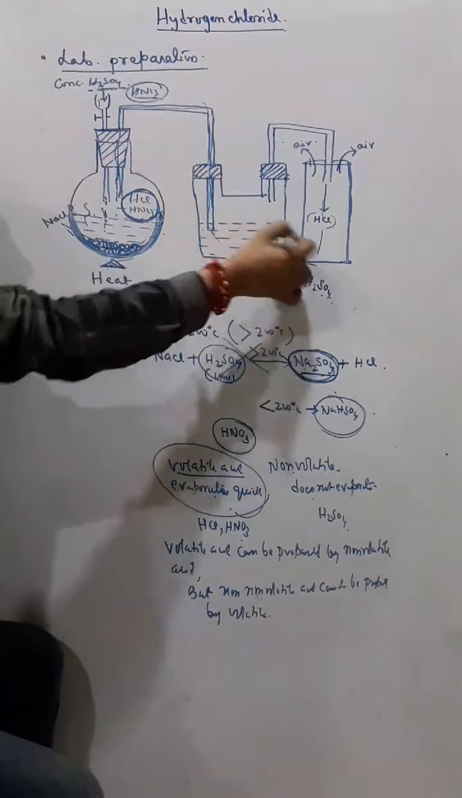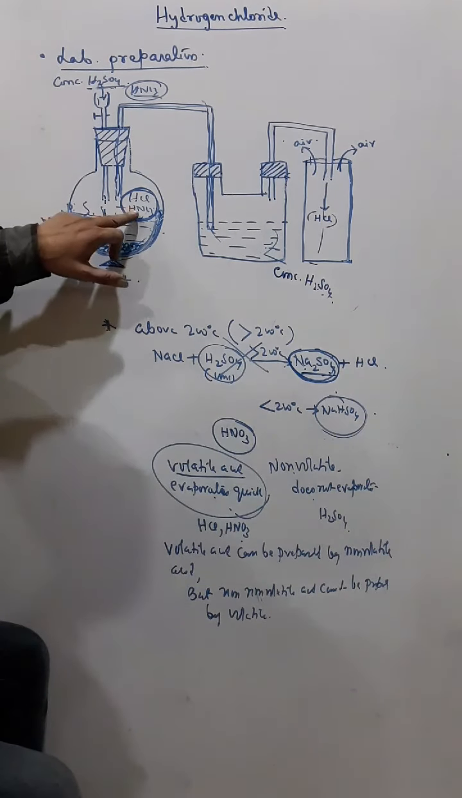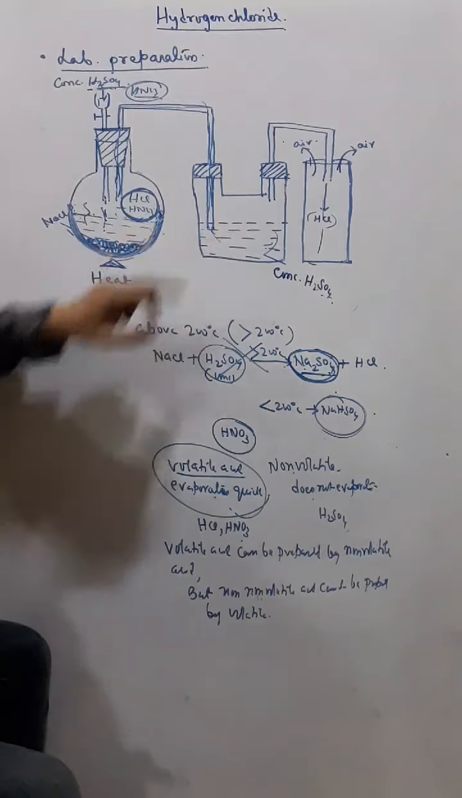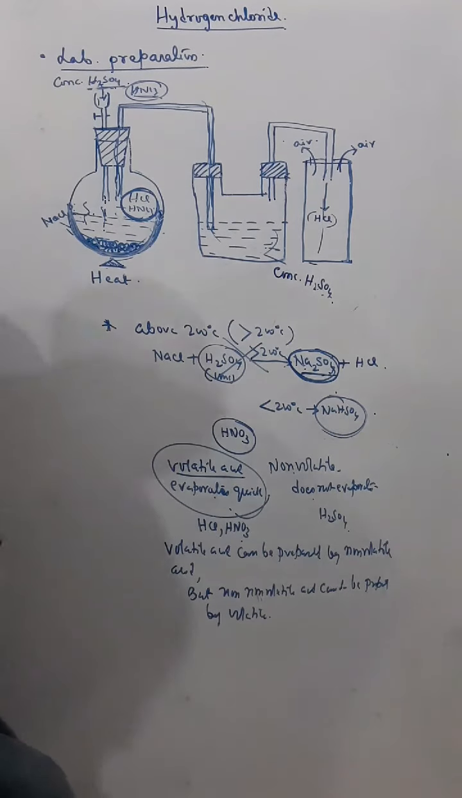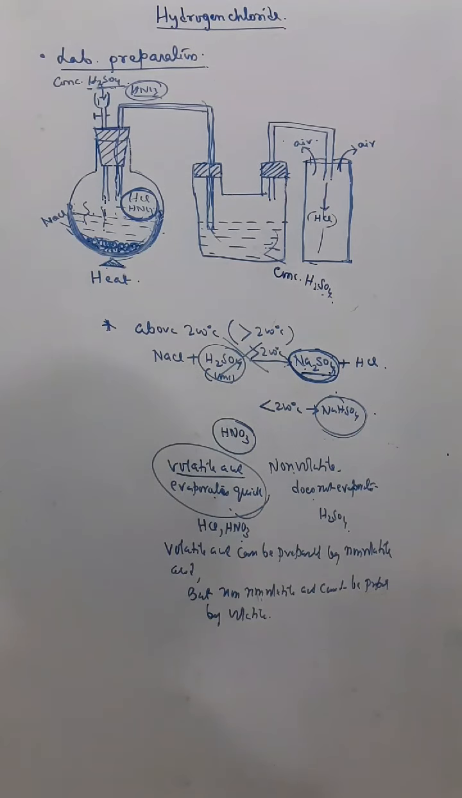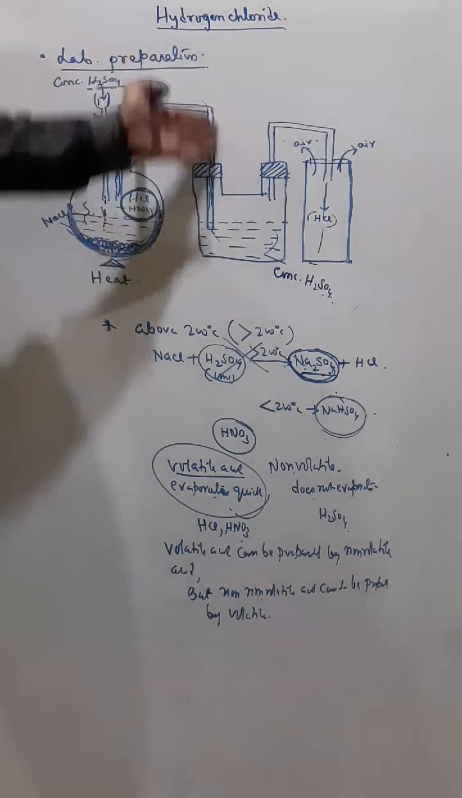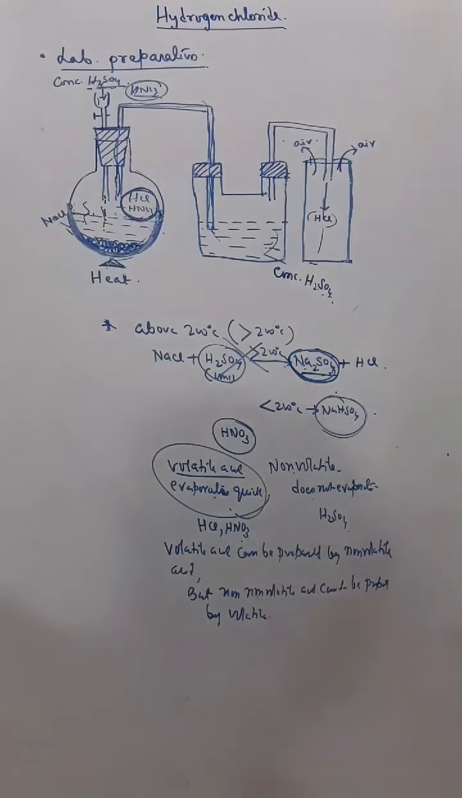So that will be problematic for us. You will get impurities, as HNO3 vapor will also volatilize out with the HCl vapor. Hence we don't use nitric acid, we use sulfuric acid. So it is a very important question, why we don't use nitric acid: because nitric acid vapor may evaporate out along with the HCl vapor, and hence we don't use nitric acid.